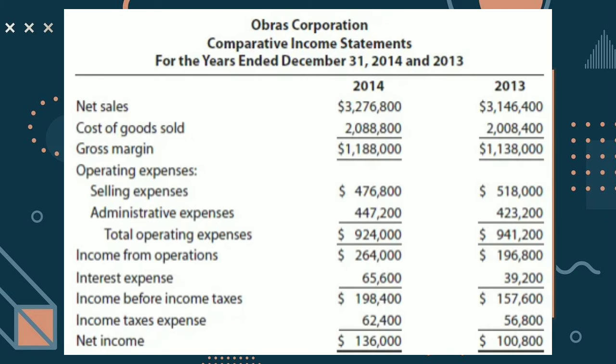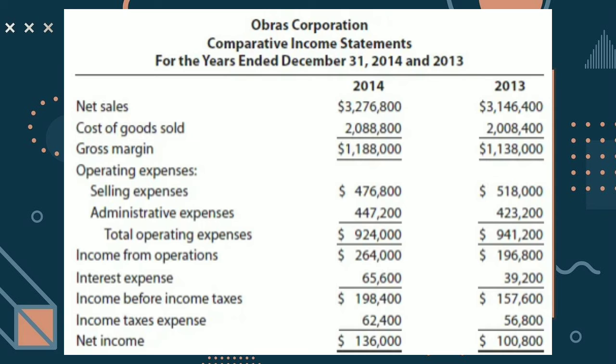$476,800 plus $447,200, and ang magiging kalabasan is yung total operating expenses na $924,000. In income from operations or operating income shows your business abilities to generate earnings from its operational activities. It measures the amount of money a company makes from its core business activities, not including other income that does not relate directly to everyday activities of the business.